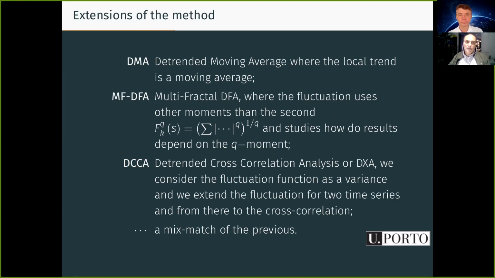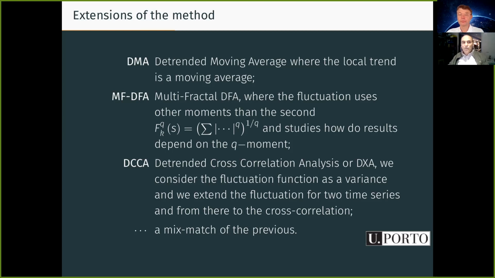The method was introduced in 1994, and since then there have been some extensions. One of them is DMA, by Anna Carbone in 2004. Basically, the detrended fluctuation uses a moving average. If you remember the fluctuation function, there was the sum of the squares and the square root. To generalize, instead of using q equal to 2, we can take any q, and in that case we are looking into the multifractal structure of the distribution. So this is multifractal detrended fluctuation analysis. In 2008, Podobnik, also with Gene Stanley, introduced the detrended cross-correlation analysis.